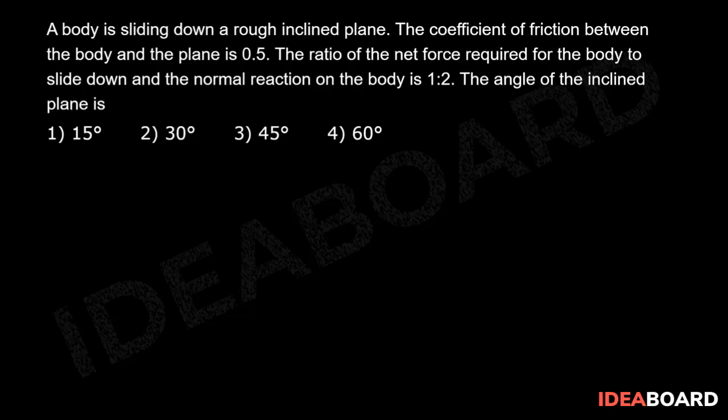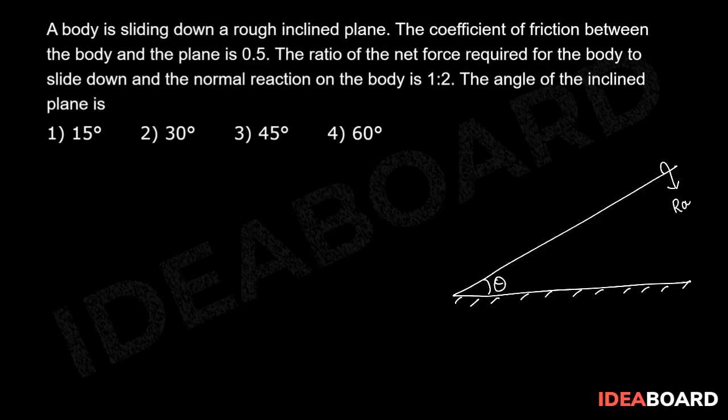Let us suppose that this is a horizontal plane and this is an inclined plane. Let us suppose the angle of inclination is theta. It is said that this inclined plane is rough. Its coefficient of friction is given as 1/2. Now it is said that a body is sliding down this rough inclined plane.